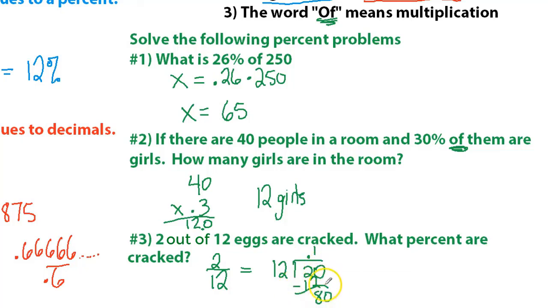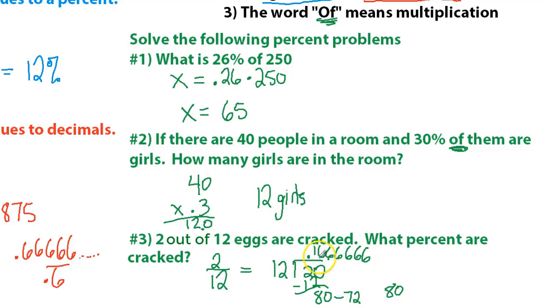I'm left with 8. Bring down another 0. 80 divided by 12, that'll go in 6 times. And 6 times 12 is 72. So we minus out the 72. I'm left with 8 again. So when I bring that down, oh, that's interesting. I get this repeating decimal here.